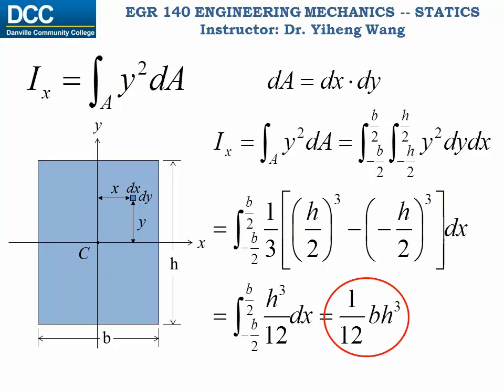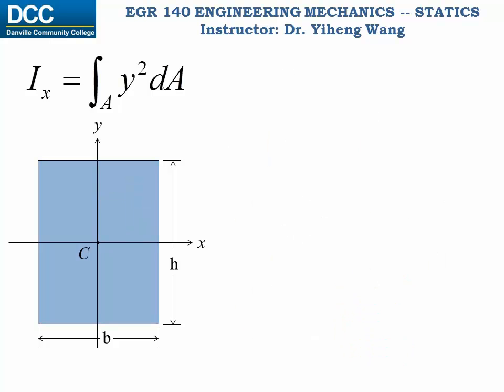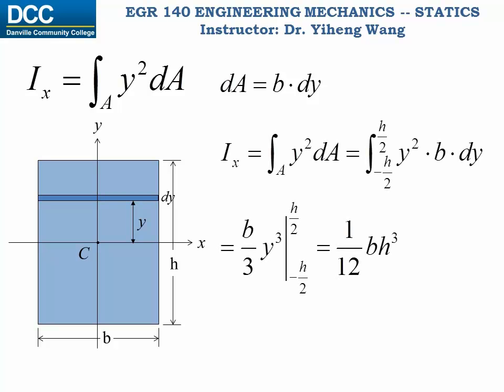To avoid integration with two variables, alternatively, we define our differential element to be this horizontal strip with height of dy. The perpendicular distance from this differential element to the x-axis is a uniform y. Its area equals the width b times the height dy, and we plug it into the equation, and we only need to integrate with one variable y from negative half an h to positive half an h, and eventually we get the same answer for the area moment of inertia about the x-axis, 1/12 bh to the third power.